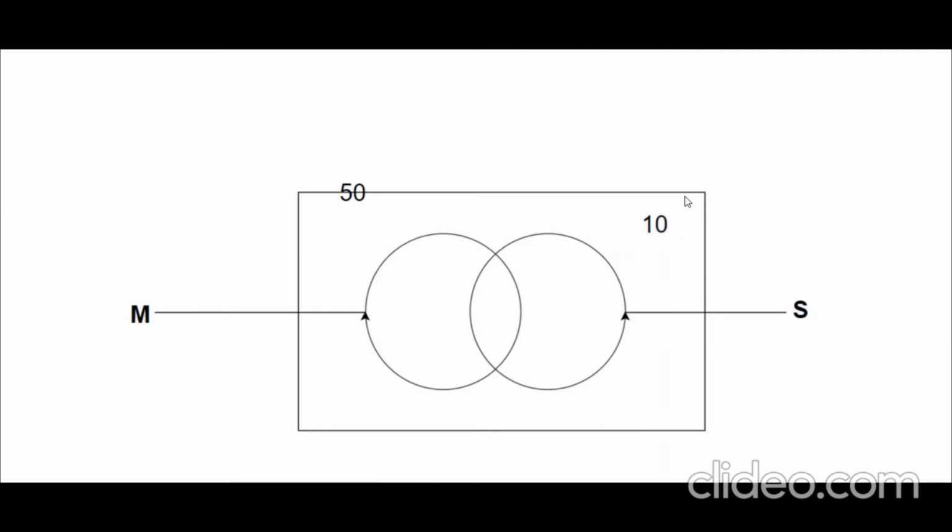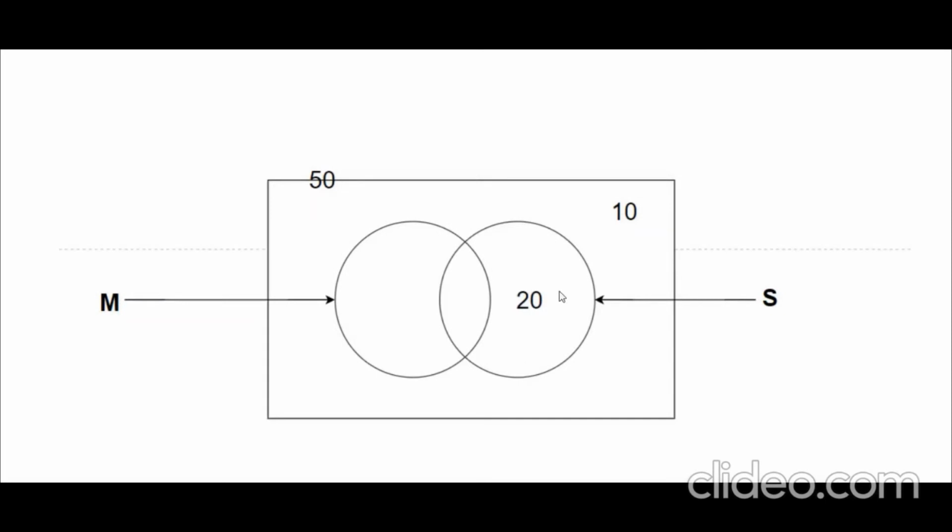So we can make the following adjustment. There are 10 who did not participate in any. Now we know that 30 did not participate in maths, which means 10 is outside, and the rest should be this particular region, which is 20, because 20 plus 10 is 30. Right. What else do we know?